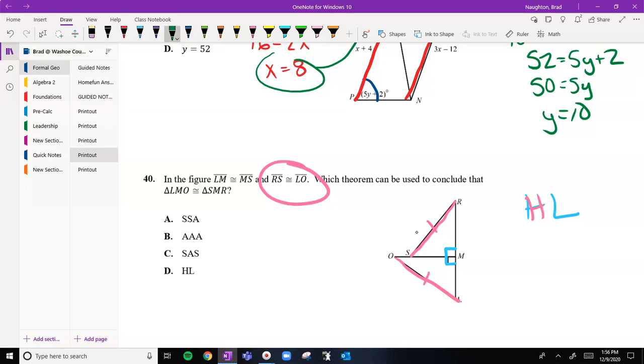So the leg, I have two different options here. So I have LM. So LM is this one right here. And notice that this is the shorter one. So it needs to go to the shorter one, which it does, MS over here. So thankfully we have our 2. So we'll call it HL.